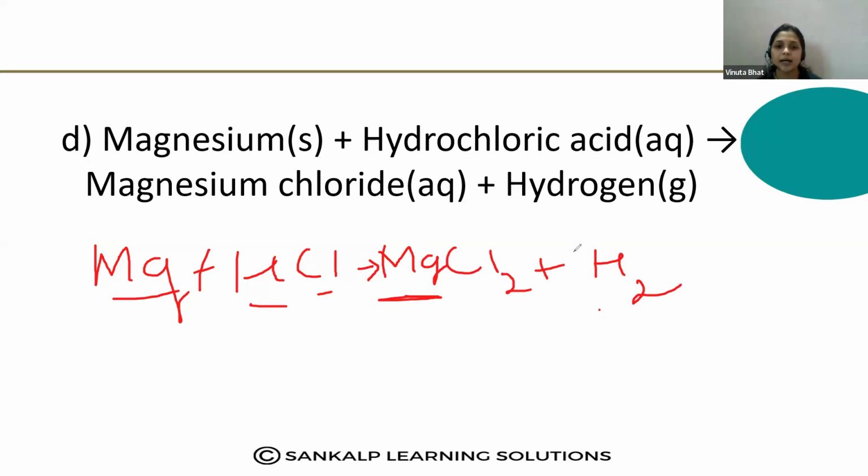So I have to balance the hydrogen here, I will add 2HCl. Just see here, hydrogen is 2 now in both reactant and product, chlorine is also 2 in the reactant and the product. So this is the balanced chemical reaction: Mg plus 2HCl gives MgCl2 plus H2. This is the balanced chemical reaction.